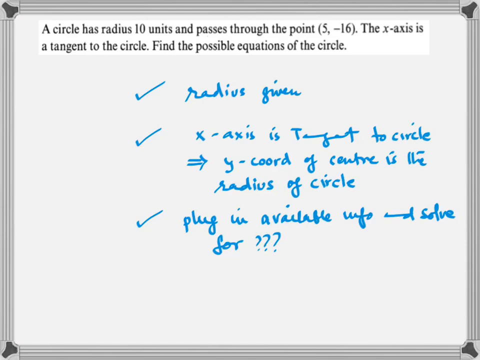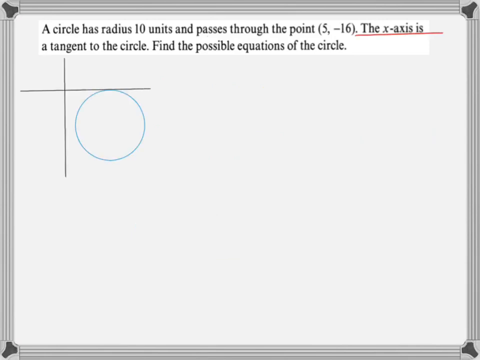That means the radius is given. That is 10 units. When the x-axis is tangent to the circle, the y-coordinate of the center is the radius of the circle. This we have gone through a little bit before. Plug in the available information and solve for something. Now let's see. A circle has radius such and such. (5, -16) is a point on the circle. Radius is 10 units. I am writing down the point again.